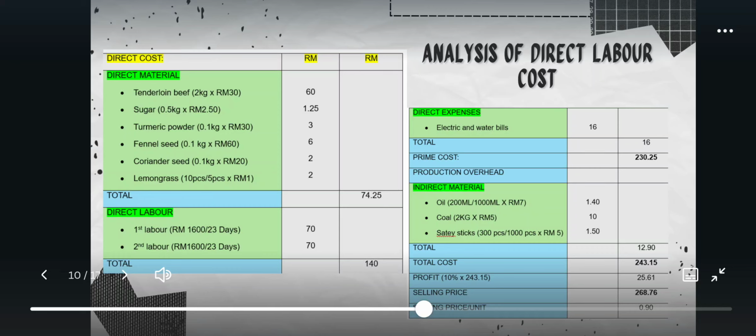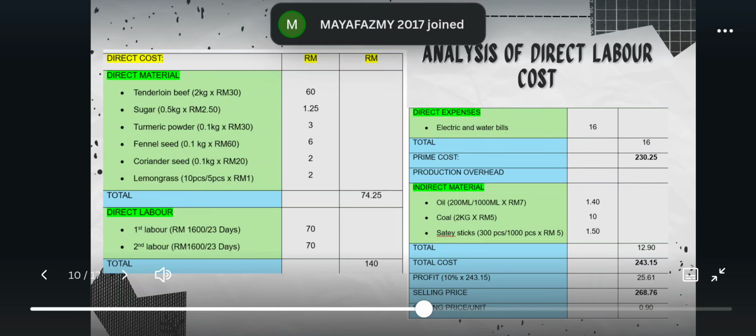Next, we move to analysis of direct labor cost for beef satay. We have direct material, direct labor, direct expenses, and indirect material. For direct material, we have tenderloin beef, 2 kilograms times 30 ringgit will be 60 ringgit, and sugar 0.5 kilogram times 2 ringgit 50 cents will be 1 ringgit 25 cents.